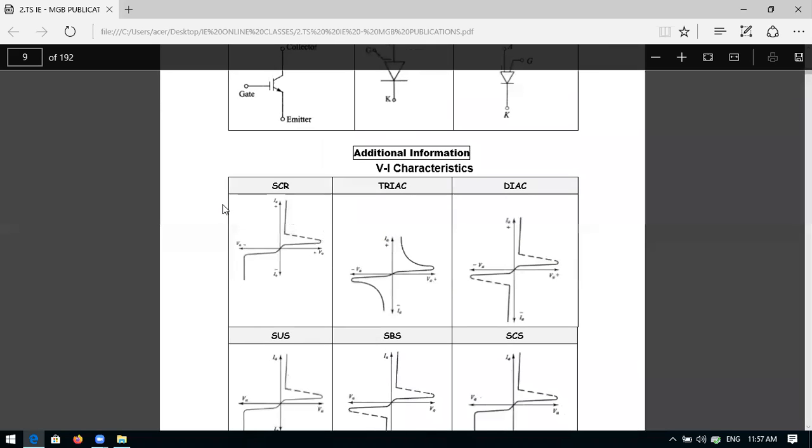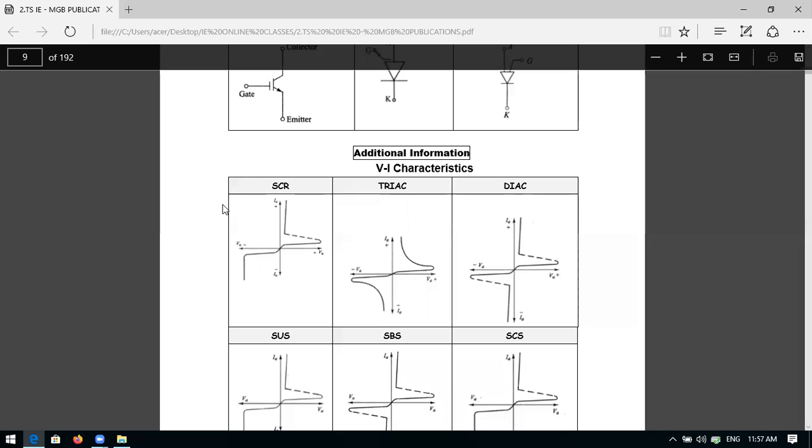There are also some VI characteristics. We will learn the VI characteristics later. You can easily identify the difference from one device to another. Because of this they are different components. They perform with different characteristics, and they are fabricated differently, that is the reason they perform differently.